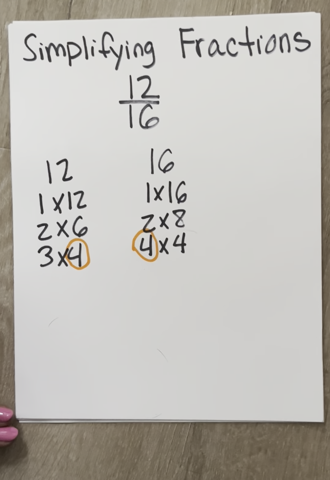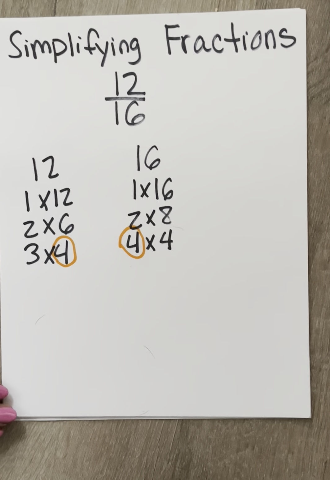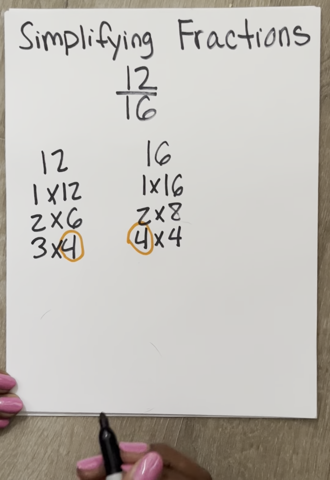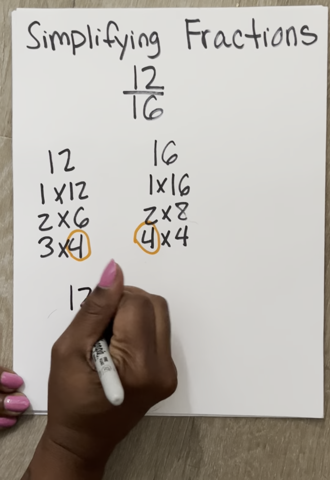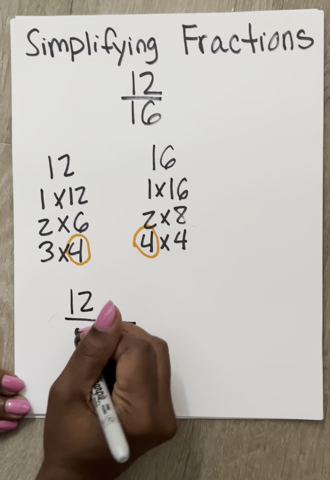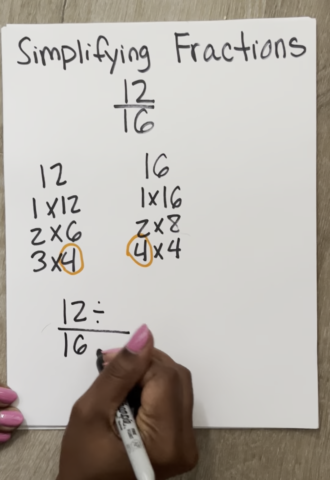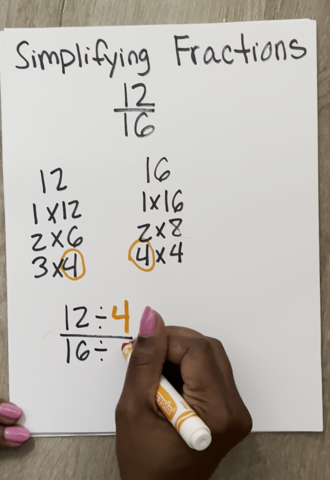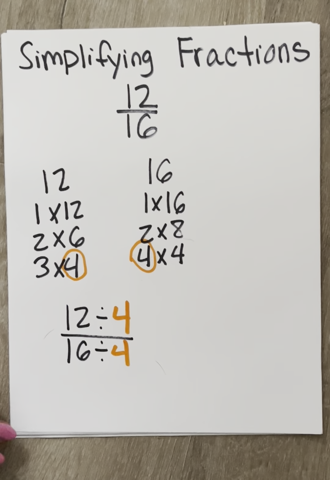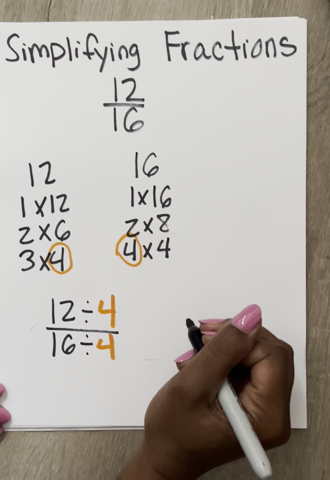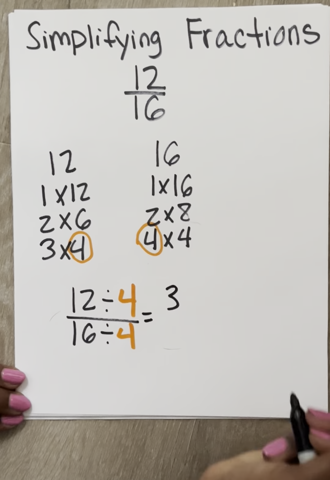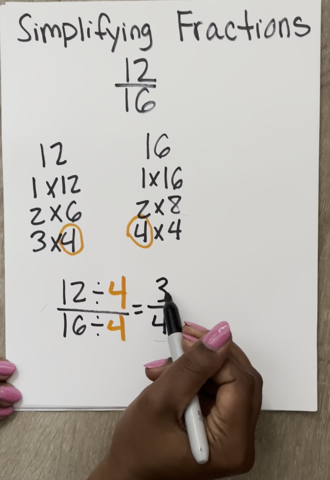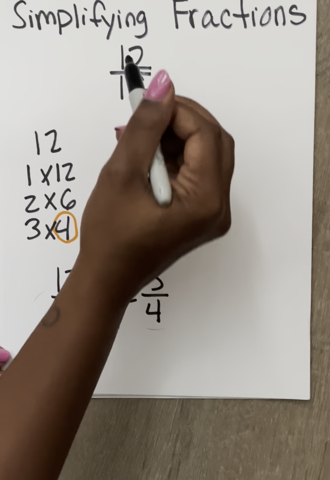So now that we have our greatest common factor, our next step is to divide our numerator and our denominator by our greatest common factor. So let's do that. 12 over 16 divided by our greatest common factor of 4. 12 divided by 4 is 3. And 16 divided by 4 is 4. 3/4 would be the simplified fraction of 12/16.